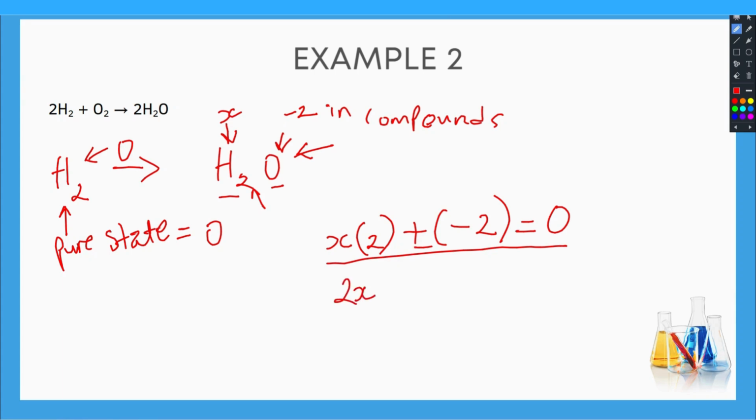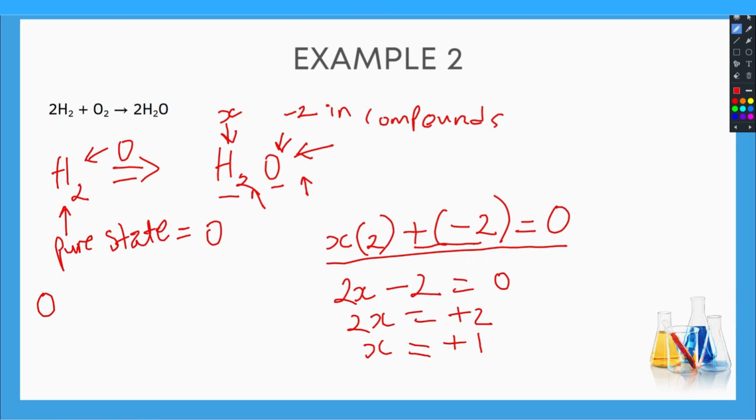If you open this bracket where we have plus and minus, it becomes -2 equal to 0. So therefore 2x is equal to +2, and then x is equal to +1. So hydrogen: over here we have the oxidation number of hydrogen to be 0, and over here we have the oxidation number of hydrogen to become +1.